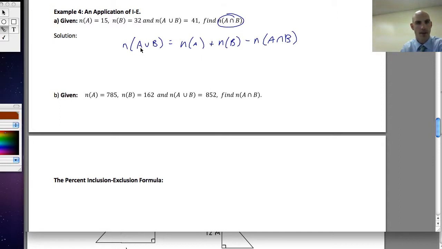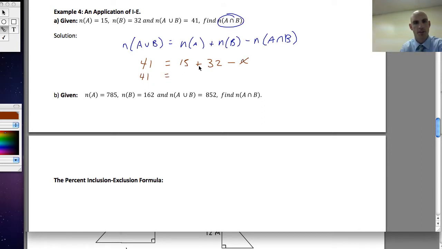We fill in what we know. Do we know A union B? Yes, we do. It's 41 equals the number in A, which is 15, plus the number in B, which is 32, minus what we don't know. So we'll call it X because we don't know what that number is. And we'll simply solve this equation.